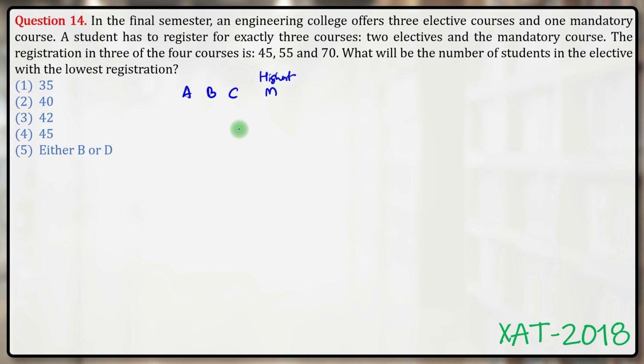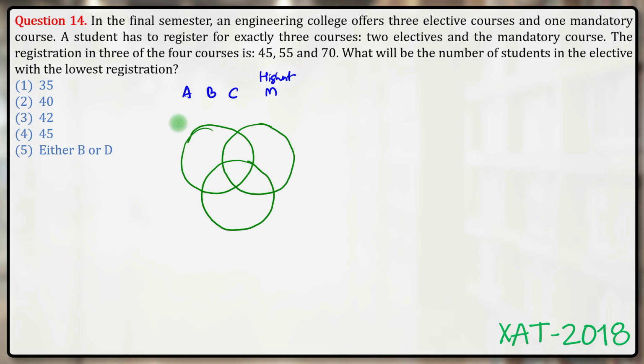Now that we know that, let's quickly make a Venn diagram for 3 sets and see how we can place all these values in it. There can be no one who chooses no elective. There can be no one who chooses 1 elective only. There can be no one who chooses 3 electives. Everybody has to choose 2 electives. So let's say X people chose A and B only, Y people chose A and C only, and Z people chose B and C only.